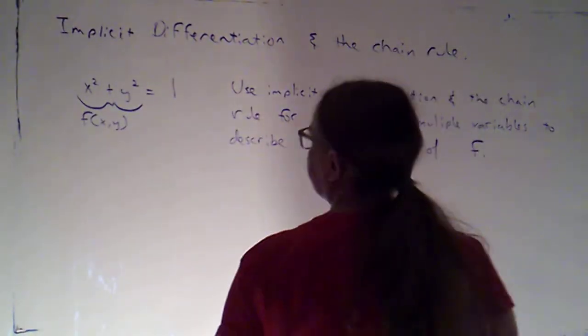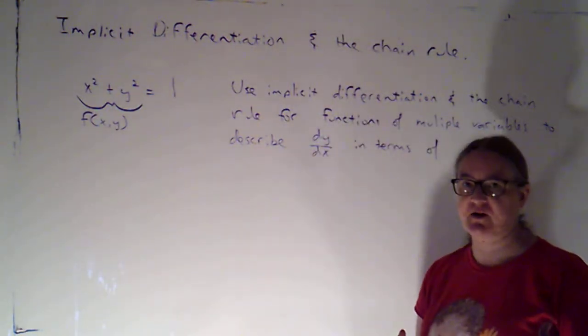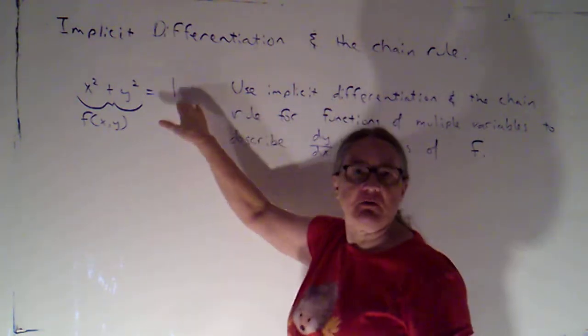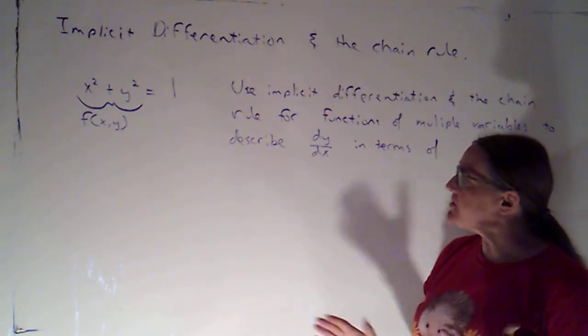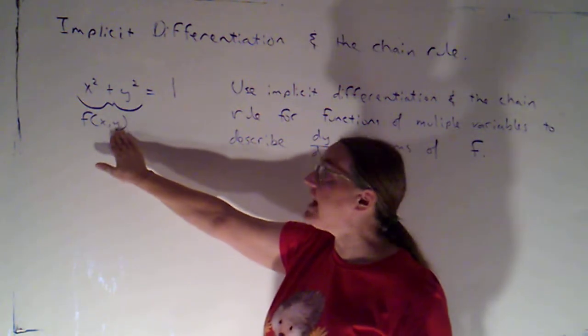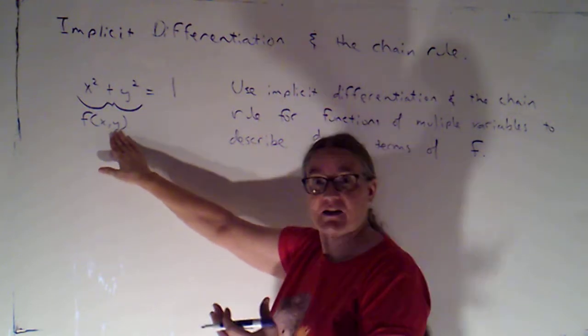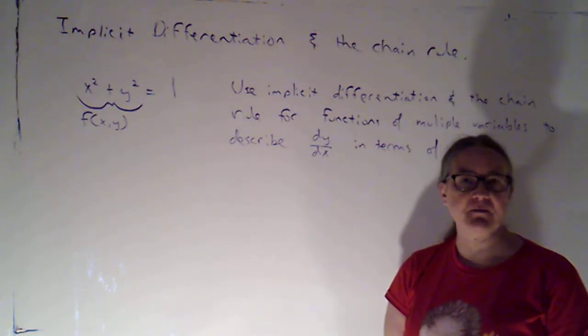Take a look now at the connection between implicit differentiation and the chain rule. So I've got this equation up here, x squared plus y squared equals 1, which we know is our familiar unit circle. And I mentioned that I can view that as a level curve for this function f of x, y equals x squared plus y squared. It's a level curve for that function of two variables.